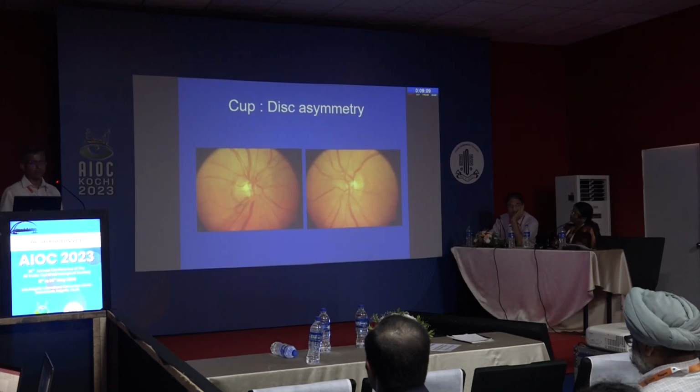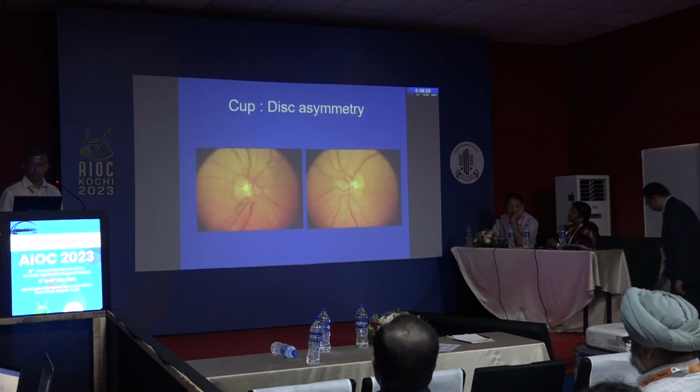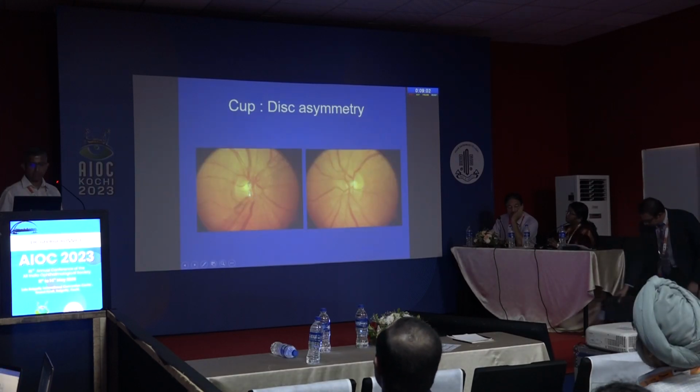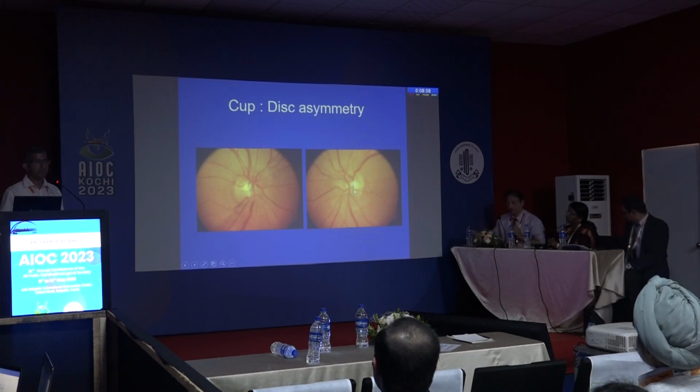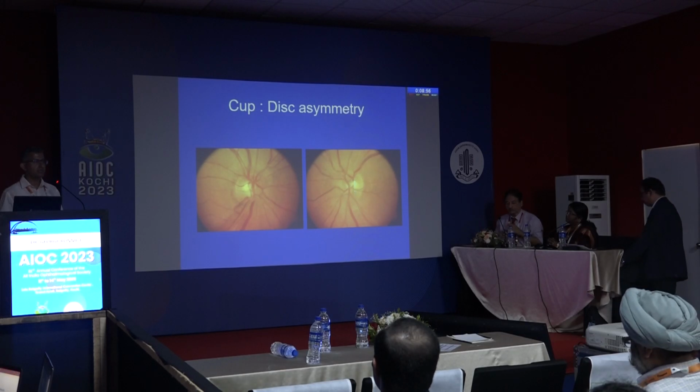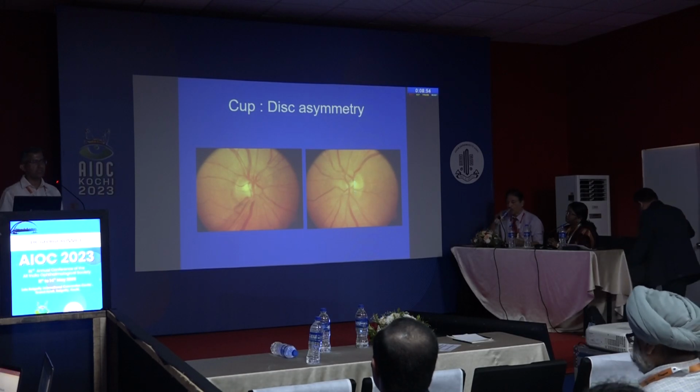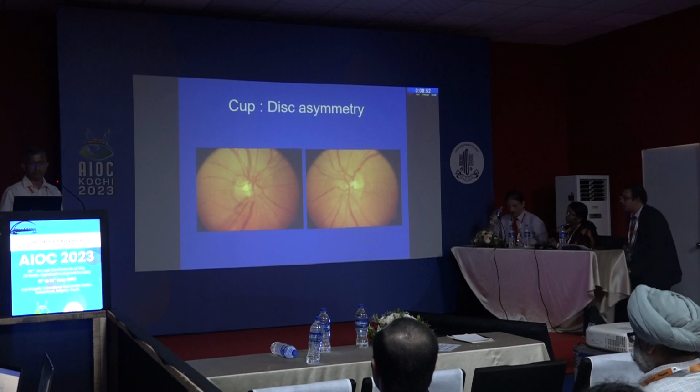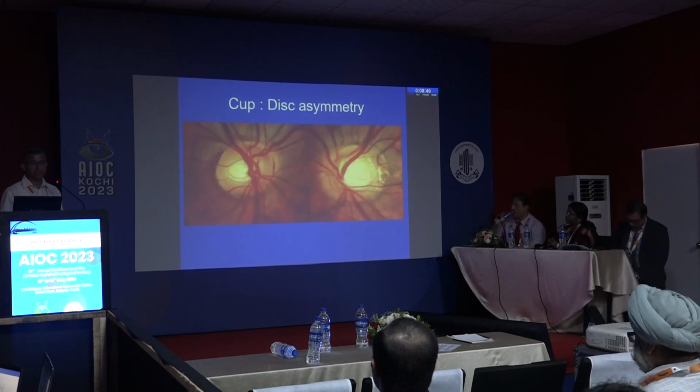The other thing that you need to look for is cup to disc ratio asymmetry. If you look here, you can see that in this eye your cup is fairly large and in this eye it is fairly small. This sort of asymmetry is rare. Any cup to disc ratio asymmetry of more than 0.2 with similar disc sizes should be looked at much more carefully. How do you assess this symmetry?